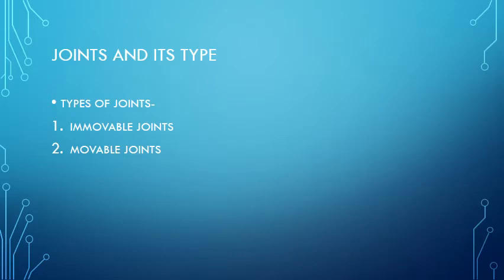Now movable joints are those which can move or do movement. So these are known as movable joints. Movable joints are like the shoulder, hip joints, knee, elbow, ankle, wrist. Okay, these are the movable joints.